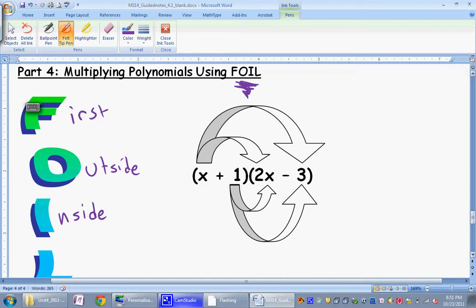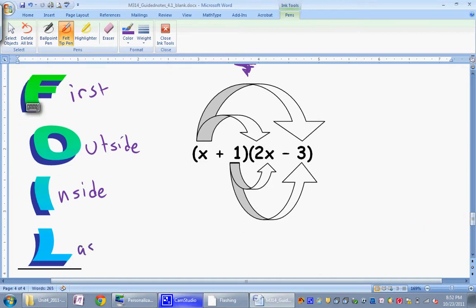But when we multiply the first terms together, x times 2x is 2x squared. Then the outside terms, x times negative 3 is negative 3x. Then the inside terms, 1 times 2x is 2x. And then the last terms, 1 times negative 3 is negative 3. Combine like terms: 2x squared minus x minus 3.